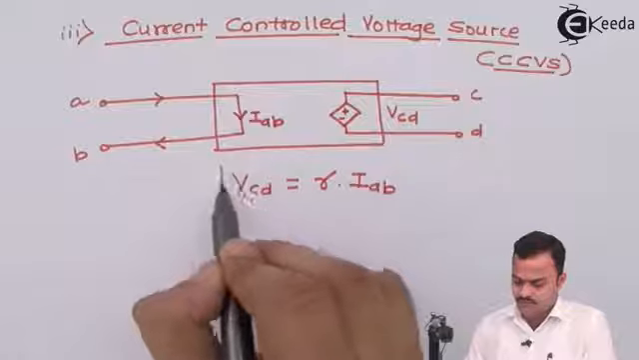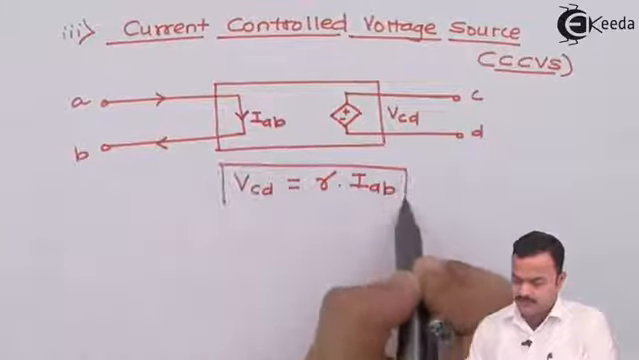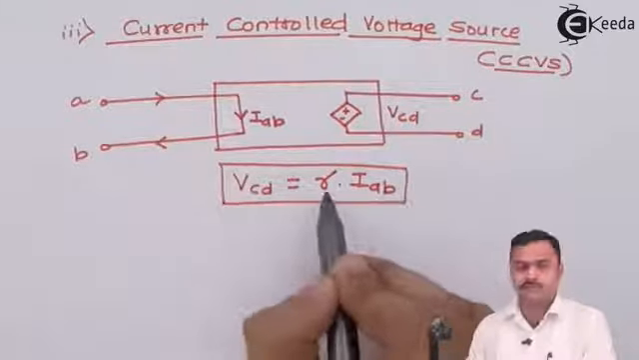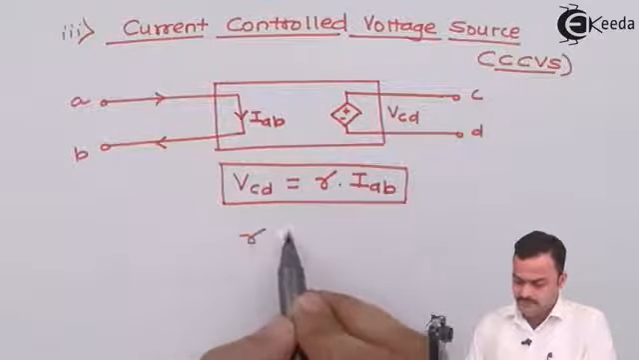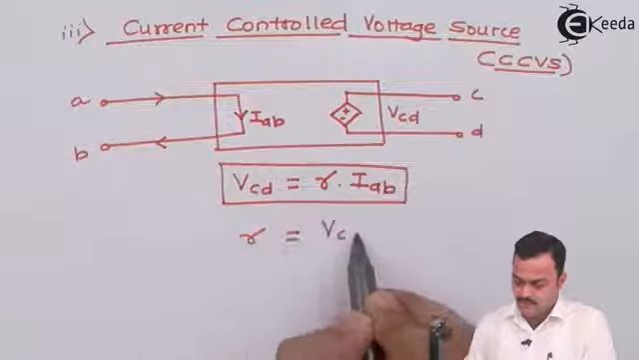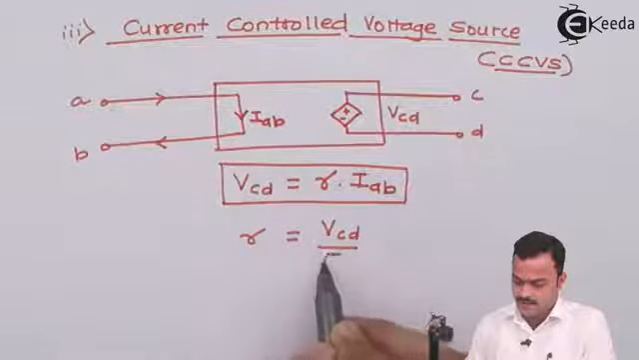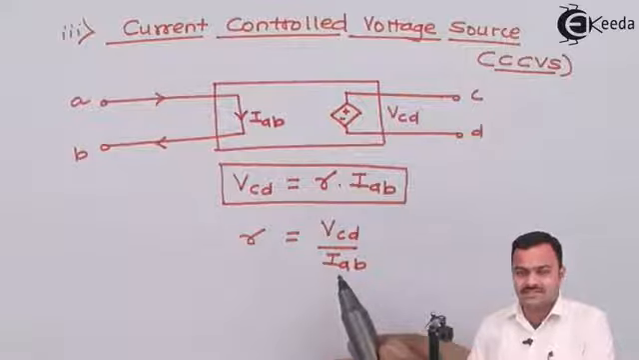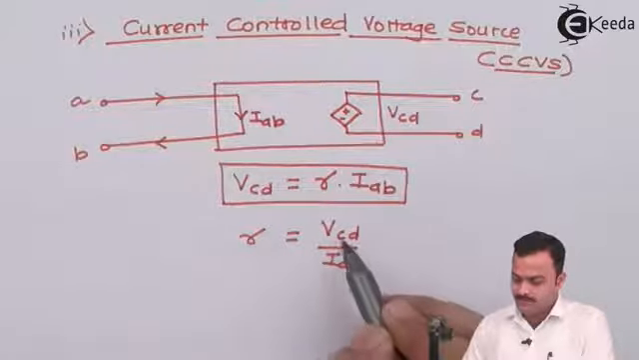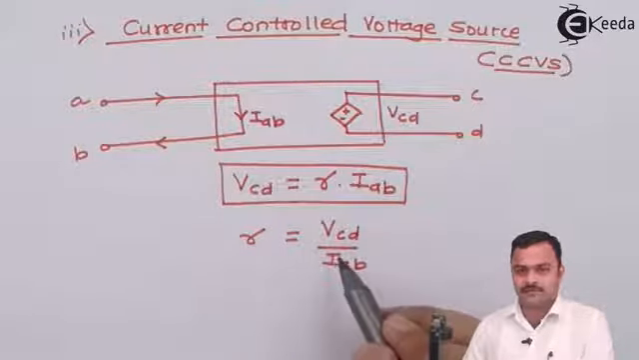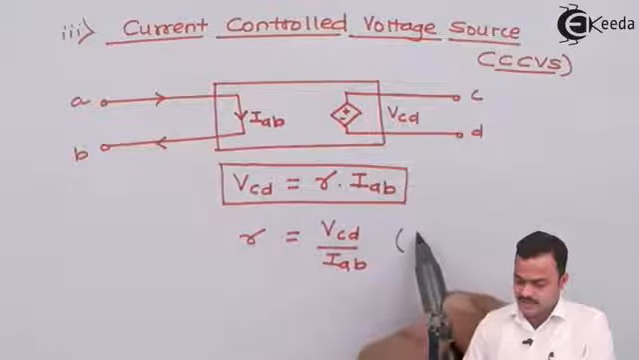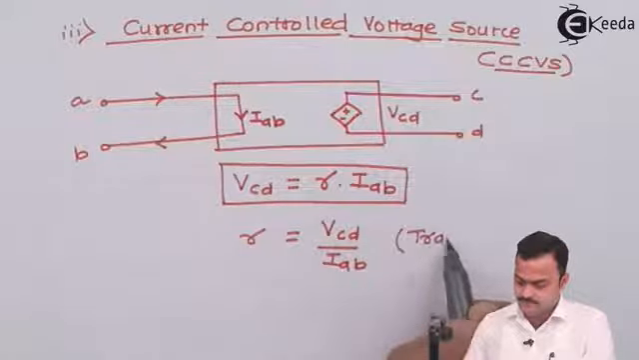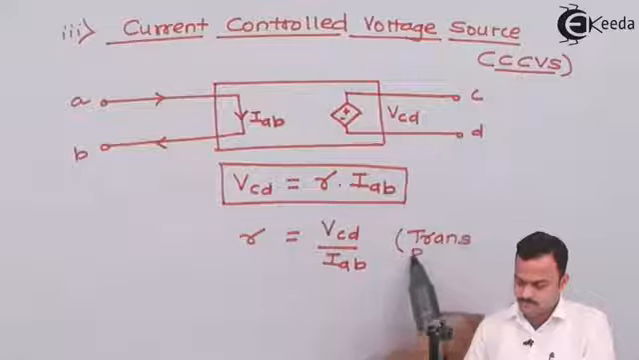Now over here, if you see carefully, you can get the value of this constant, which is R, which is nothing but VCD upon IAB. So it's the ratio of voltage and current, nothing but a resistance. But the voltage and current are of different ports. So we call this transresistance.